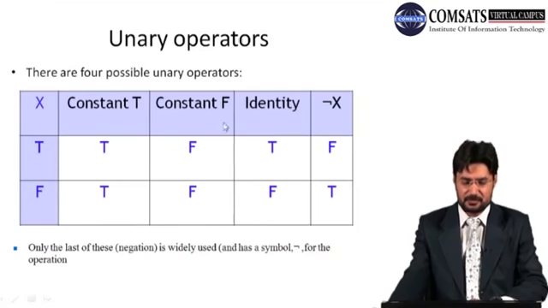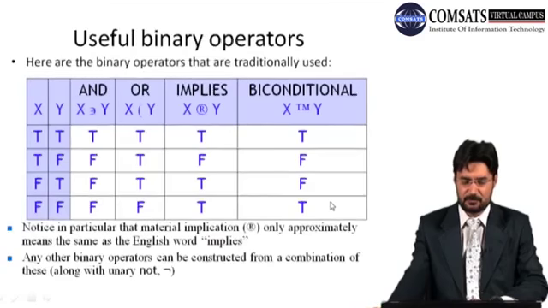Constant T, true, will come again true, constant F will come F, whatever the input. The constant T will always give you T, and the constant F will give you F. Identity will give you the same thing, as if there is F, then it will also be F. And the negation will always be completely reverse. If there is F, then it will give you true.